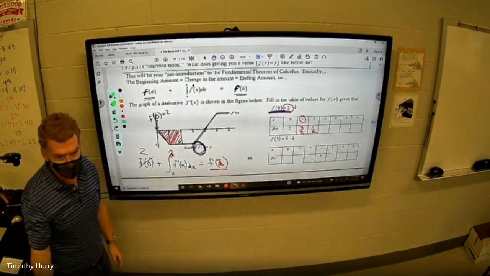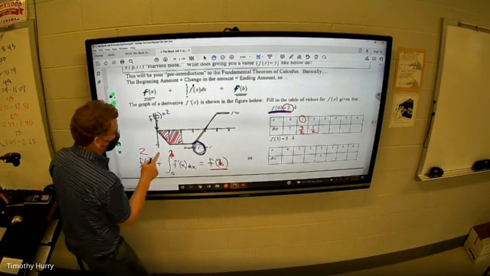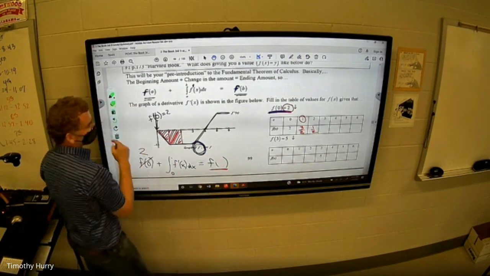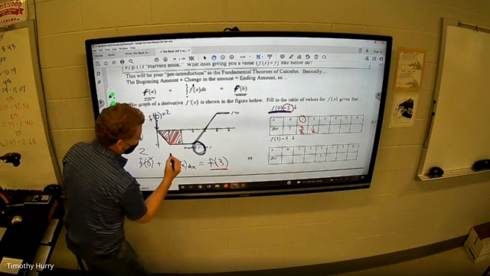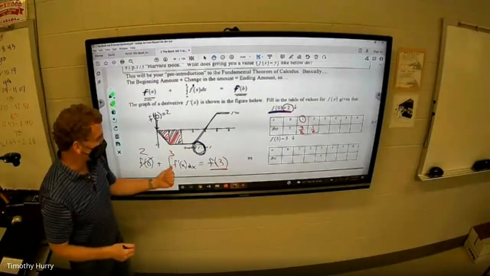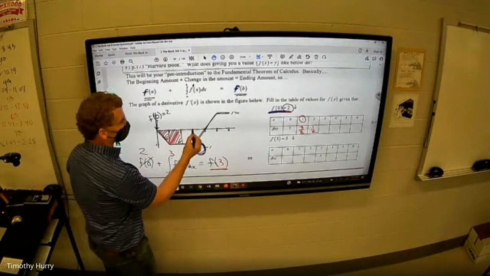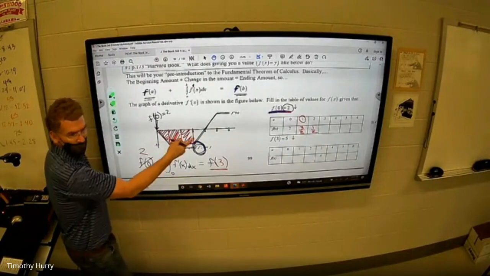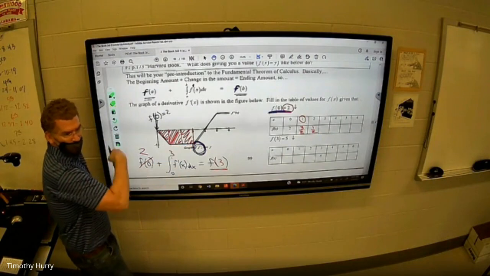Let's try it again. If I want f of 3, stay with me. F of 3 is the initial amount plus the change in the amount from 0 to 3. From 0 to 3, what's the area? Negative 2.5. What's 2 minus 2.5?